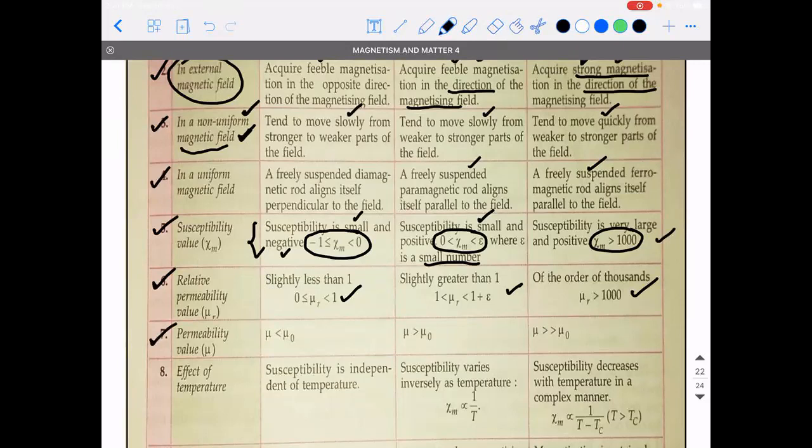So here the permeability of the material is less than mu naught. That is why the value is between 0 and 1. Here the value of permeability is greater than mu naught. That is why it is greater than 1 and lesser than a smaller number. Here it is very much greater than the permeability of free space.